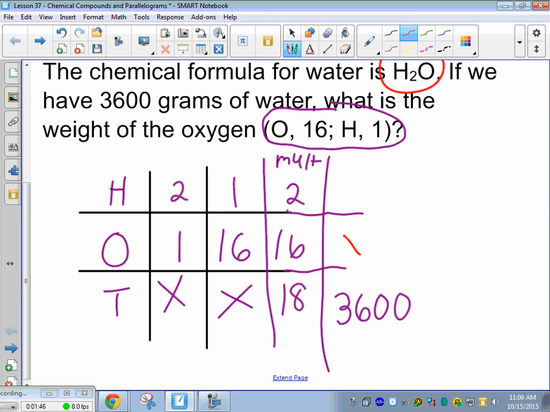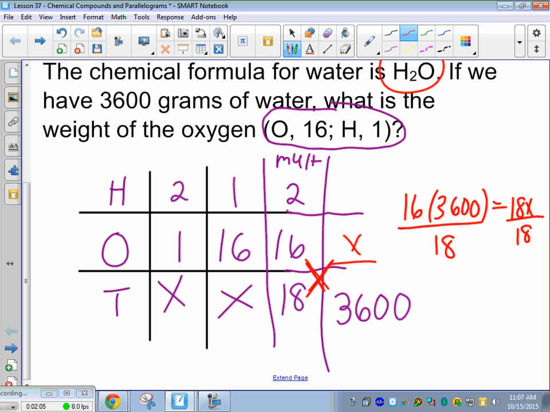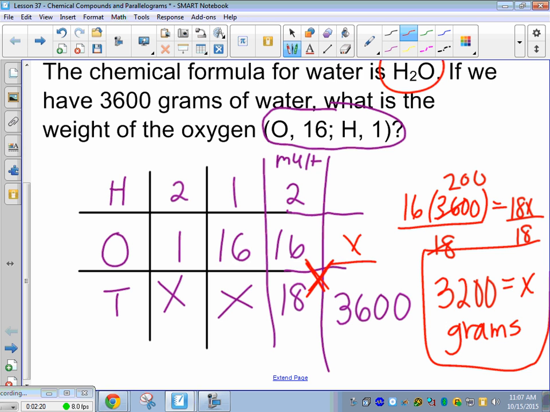So I'm going to put my variable here, the weight of the oxygen, and then we're going to cross multiply. Okay, so we've got this times this equals this times this, 18 times x. Divide both sides by 18. Okay, 18 goes into 36 twice. We have those 2 zeros there. And 16 times 200 gives me 3,200. And this would be grams of oxygen.